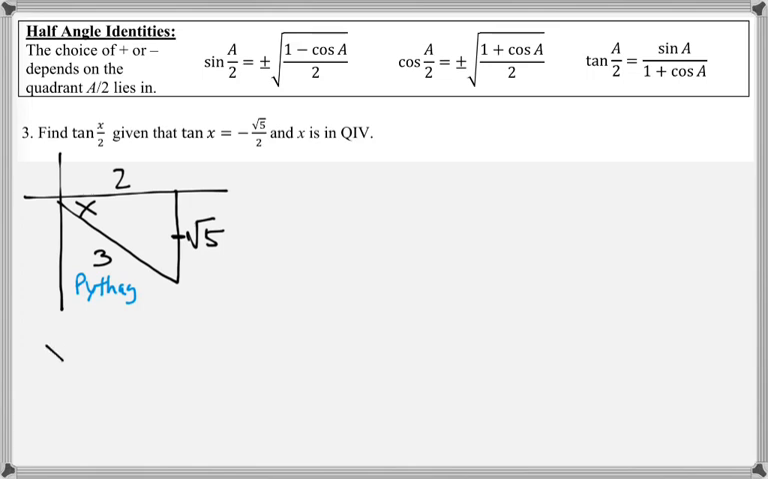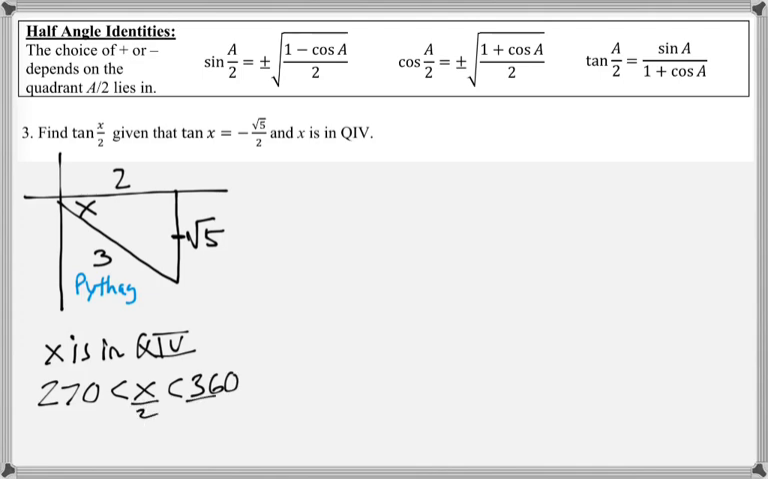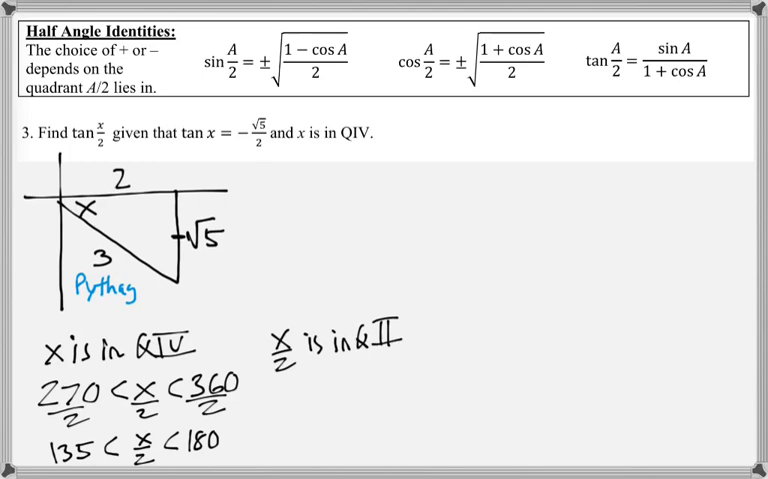Okay, so x is in quadrant 4, which means that it's between 270 and 360 degrees. So if I divide all of those by 2, x over 2 is between 135 and 180. So x over 2 is in quadrant 2. And tangent is negative in quadrant 2.